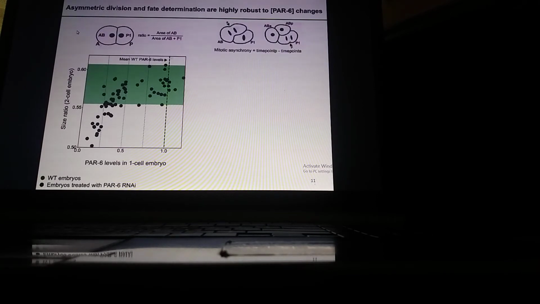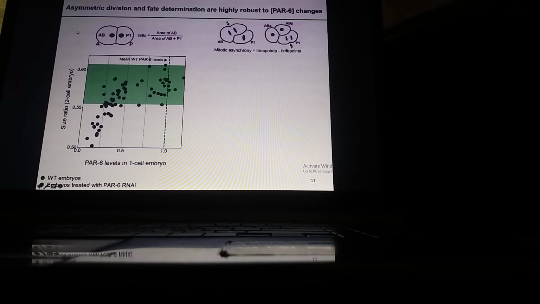Next, we decided to determine how fate specification at the two cell stage depends on this PAR6 input. And as I mentioned before, we can measure this fate specification as a proxy by measuring the time difference between the divisions of the two blastomeres.